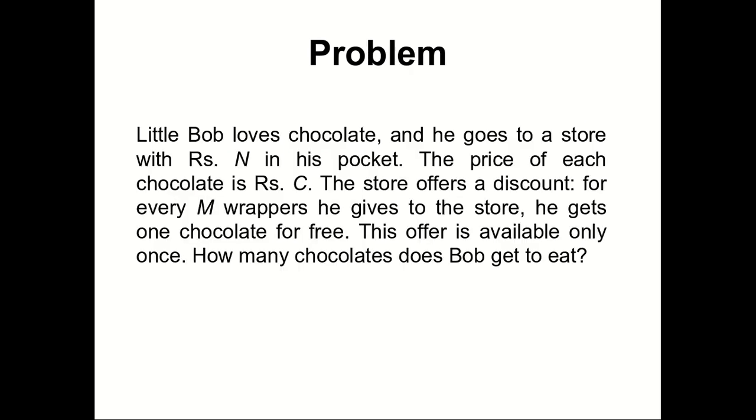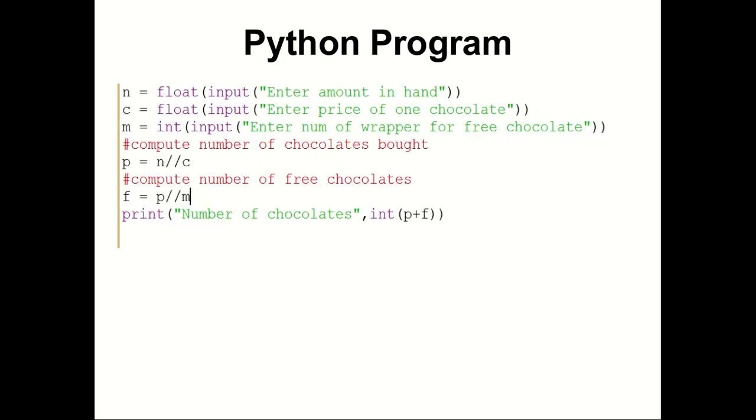So the problem is that little Bob loves chocolate, and he goes to the store with M rupees in his pocket. The price of each chocolate is C, and the store offers a discount that for every W wrappers Bob returns, he will get one chocolate free. The offer is available only once, so you cannot avail it multiple times. So how many chocolates does Bob get when he has N rupees in his pocket? A simple problem. Let us see the program for this.